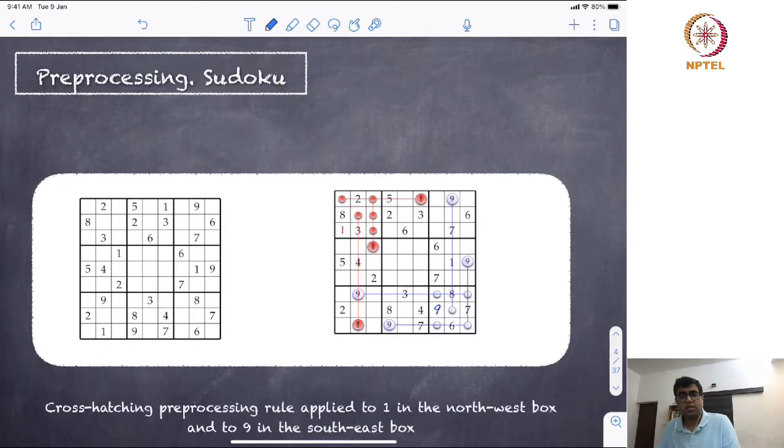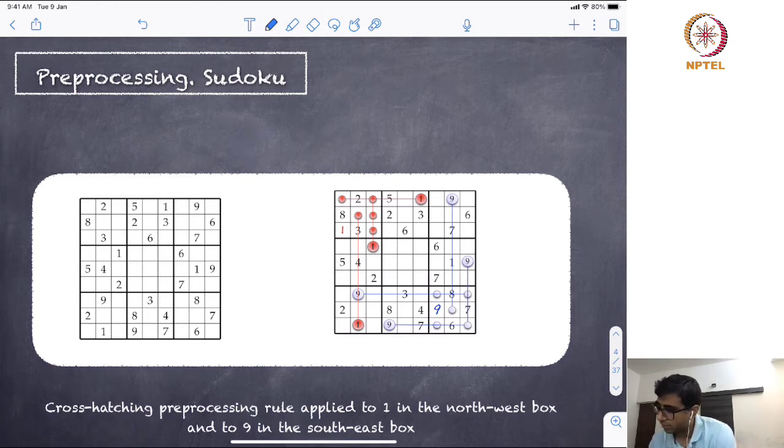Here's a simple preprocessing that you see quite naturally in day-to-day life. If you play Sudoku, it's like a 3x3 block Sudoku. In every 3x3 box, you need to have numbers from 1 to 9. Every row has to have numbers from 1 to 9. Every column has to have numbers from 1 to 9. And suppose this is a partially filled Sudoku table.